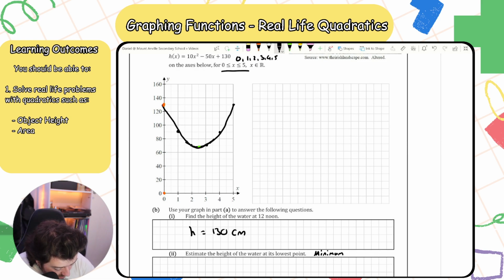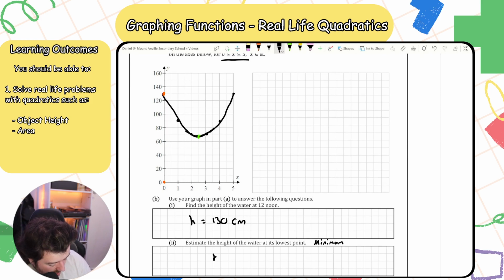So we're going to roughly say like 65, 67. Now anything around then, so the height of the water at its lowest point, h is equal to 65 centimeters roughly. So remember, you do have a margin of error when working with graphs, right? You do have a margin of error.